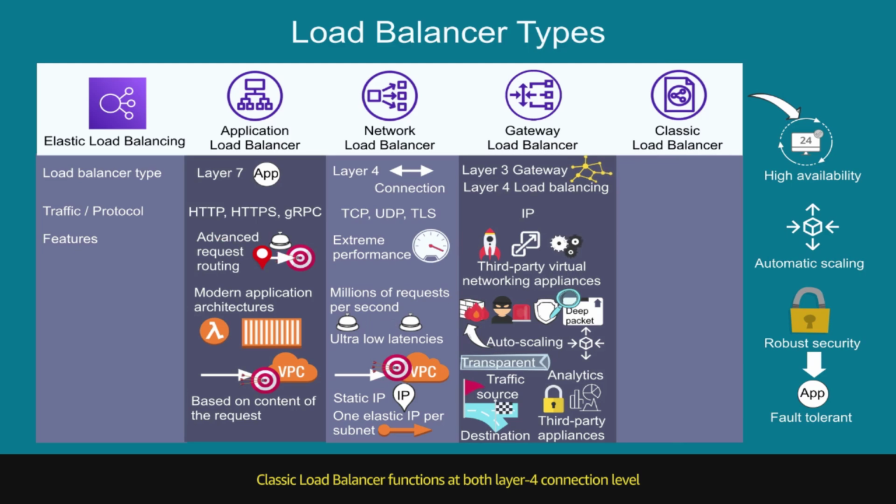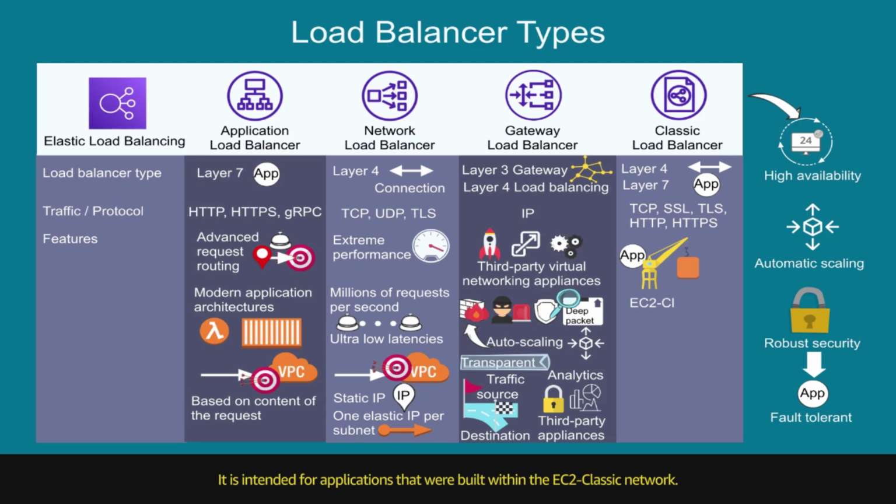Classic Load Balancer functions at both Layer 4, connection level, and Layer 7, request or application level. It supports TCP, SSL, TLS, HTTP, and HTTPS traffic. It is intended for applications that were built within the EC2 Classic network. With Elastic Load Balancing, you can select the appropriate load balancer based on your application needs.